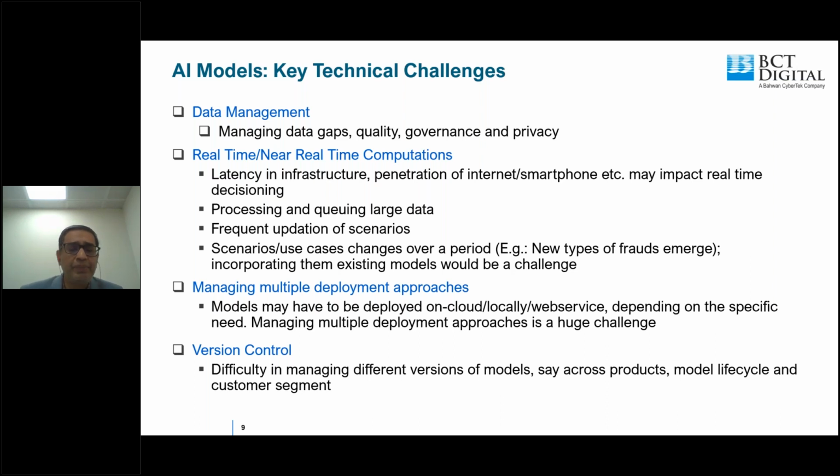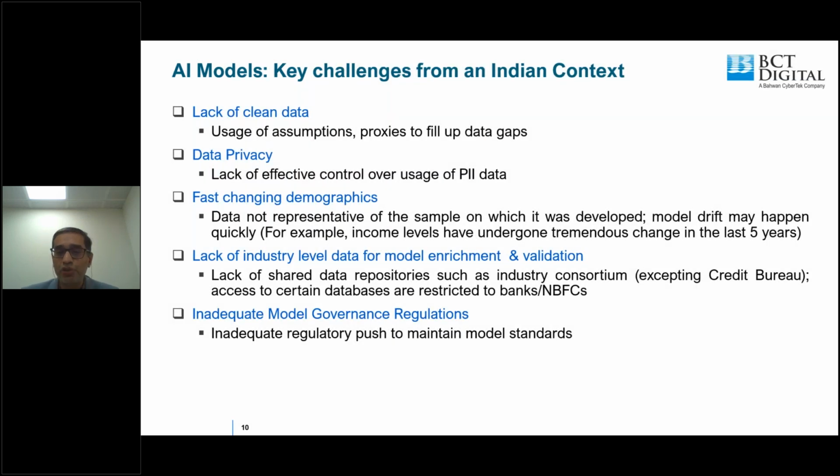And of course, lastly, version control, because you might have different models. Each model will be going through a different kind of life cycle. You might have one version for one particular geography, another version for another particular geography. So how do you collate all these and make sense? That's a very challenging thing to do. So these are some of the challenges which AI models pose.